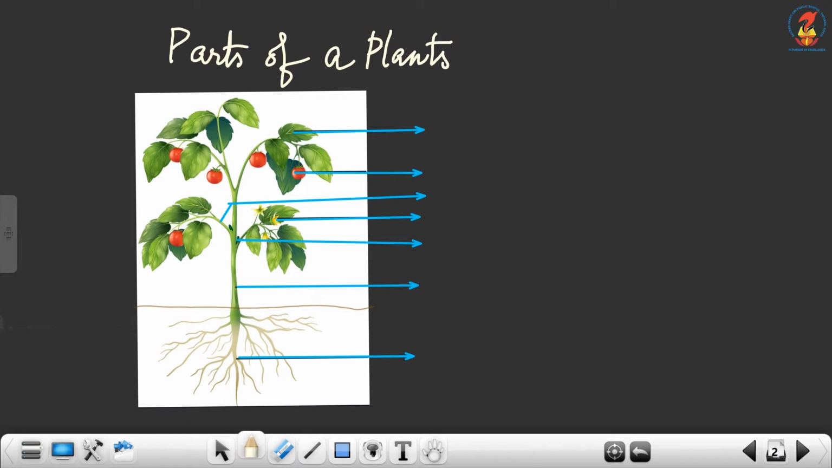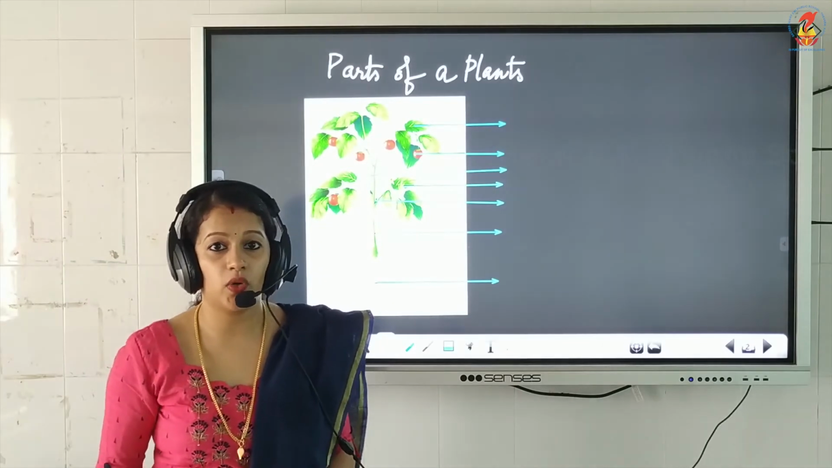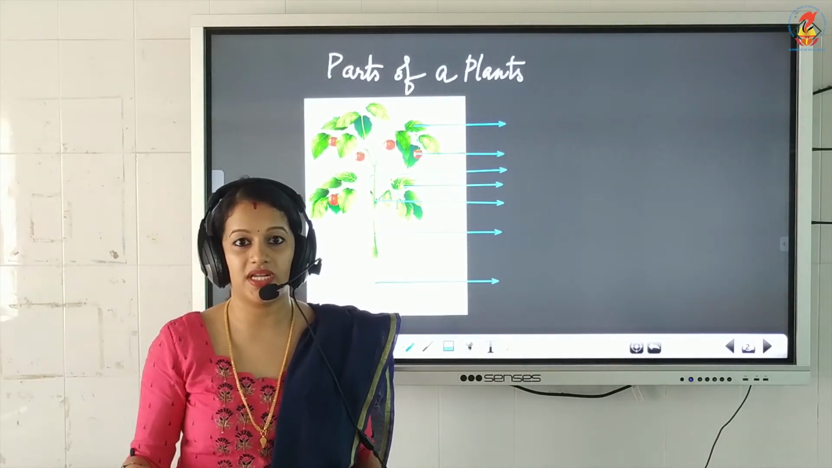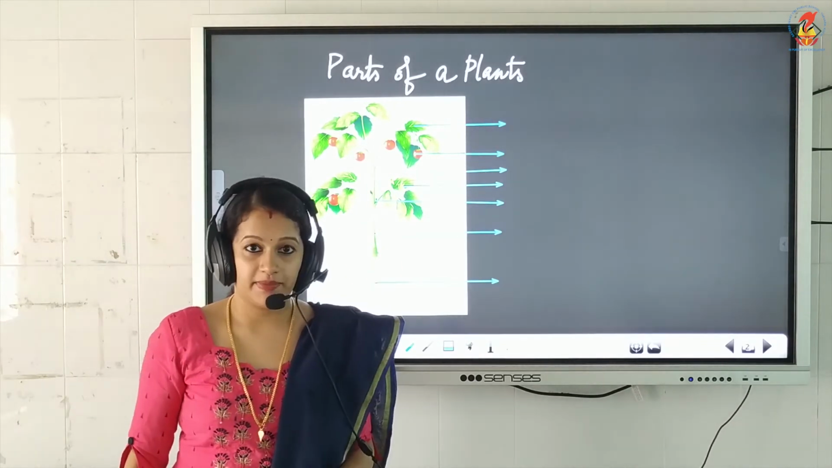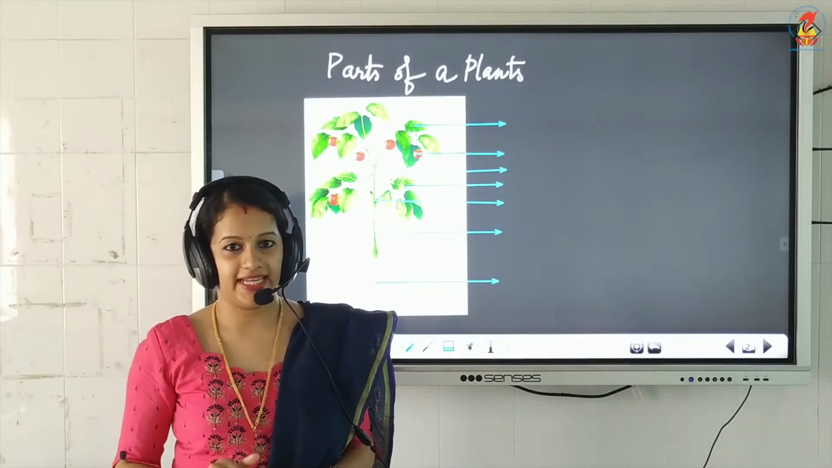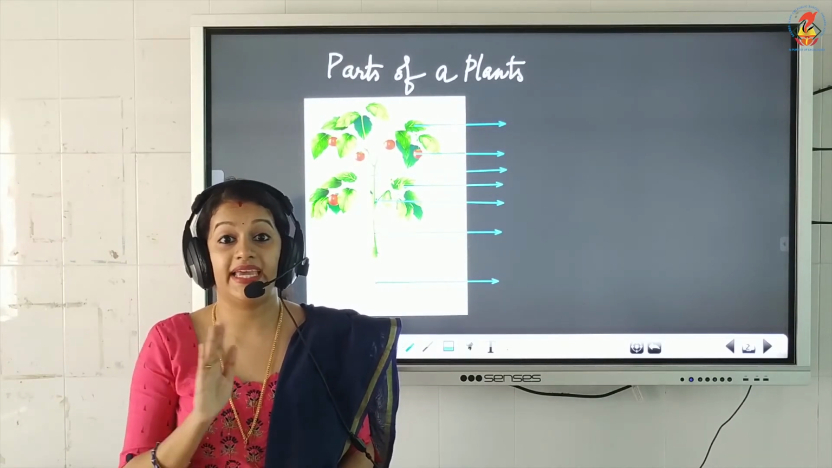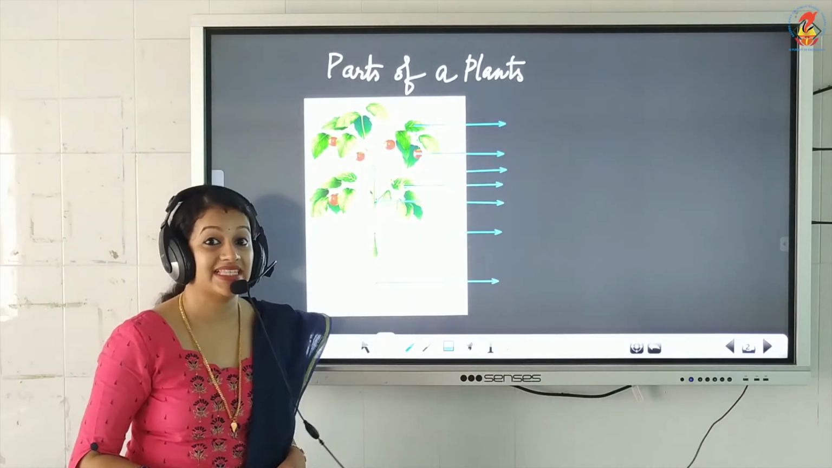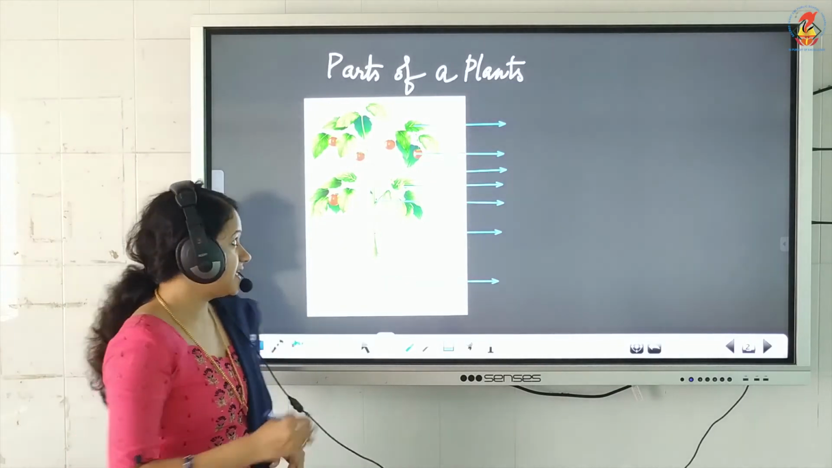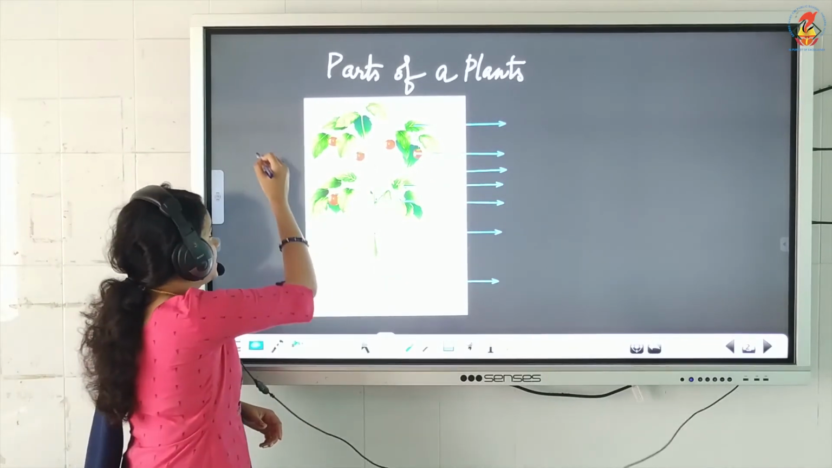So when you look at a plant, do you see all the parts? Or are you able to see all the parts clearly? No, isn't it? Some parts will be buried below the ground or below the soil, isn't it? You can only see the green part that is growing up, if it is in case of the tomato plant. So accordingly, we can divide a plant mainly into two parts. The first part is known as the shoot, or we call it as the shoot system.